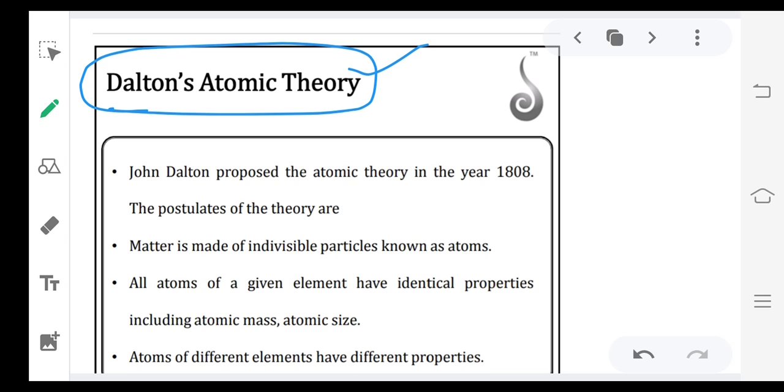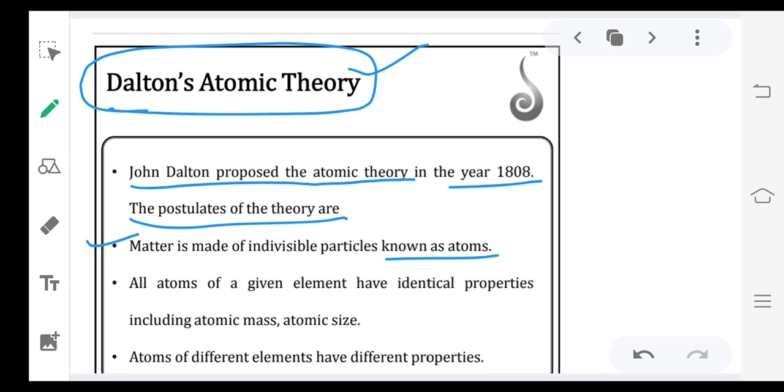So what are the important postulates of Dalton's atomic theory? This is a very old theory, a starting theory about atoms and molecules. John Dalton proposed the atomic theory in the year 1808. This is the 18th century. So the postulates of the theory are, first one is, matter is made up of indivisible particles known as atoms. According to Dalton, an atom is an indivisible particle.